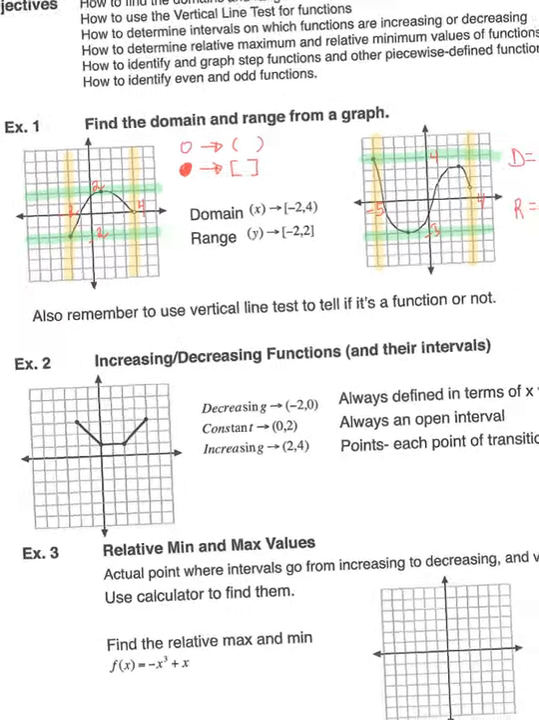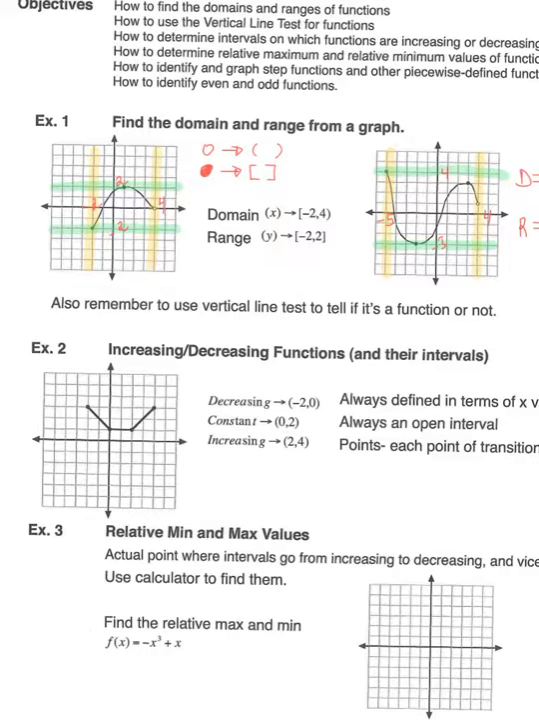Then I want you to highlight this right here. Remember to use a vertical line test to tell if it's a function or not. So if I'm going to use my vertical line test, I'm going to run a vertical line through this graph anywhere along it. So if I run the vertical line through here, this is a function because nowhere does my vertical line touch the graph more than once. Same thing over here, as I run my vertical line along this graph, it never touches it more than once. So therefore, this also is a function. So both of these are functions.